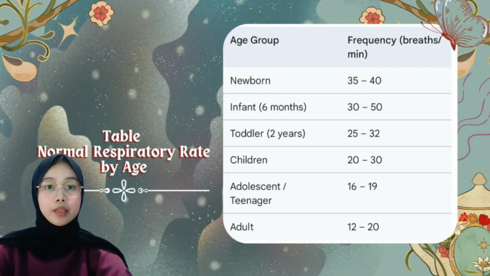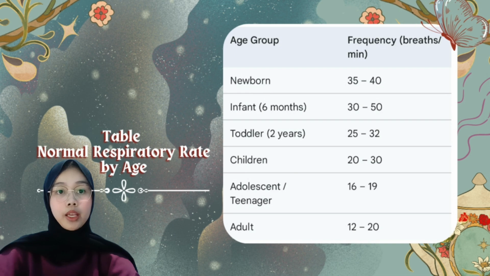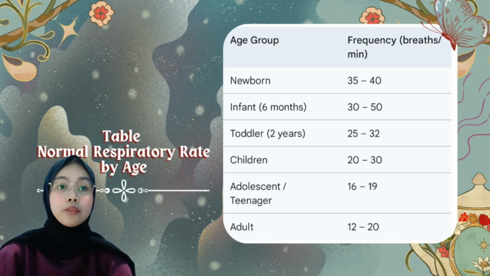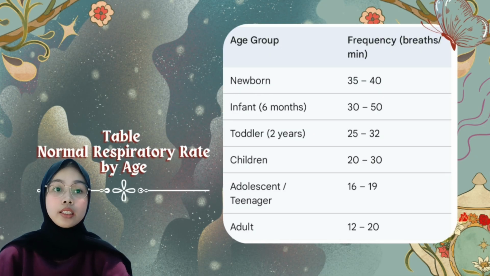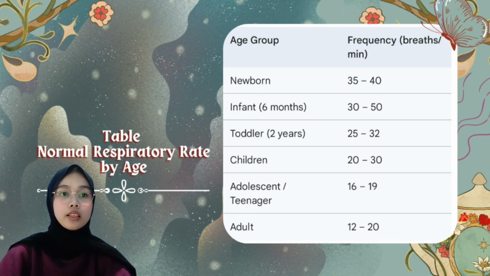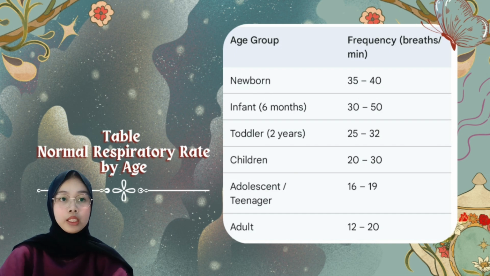And here is a table of normal respiratory rate by age. The first column is age group, the second column is frequency, breaths per minute. Newborn 35 until 40. Infant 6 months 30 until 50. Toddler 2 years 25 until 32, and children 20 until 30. Adolescents 16 until 19. Adult 12 until 20.